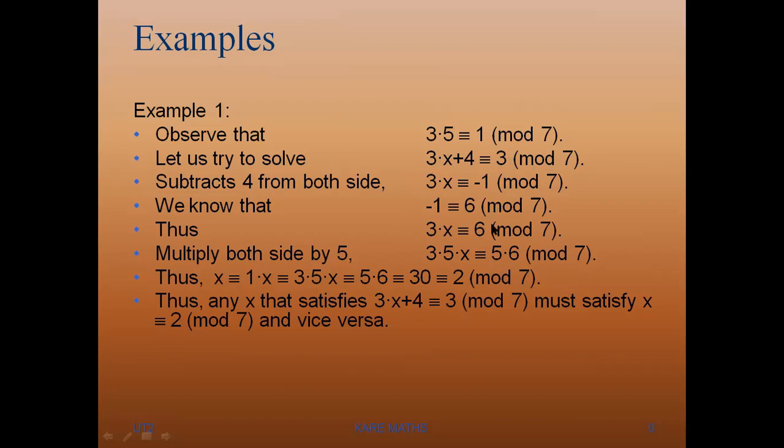So two similarities we have brought here. And vice versa, in another way it is also true. Any x satisfying x congruent to 2 mod 7 will be satisfying 3x plus 4 congruent to 3 mod 7. That is also true.